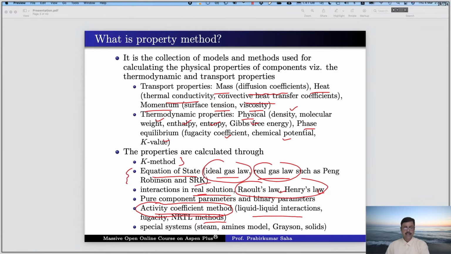Now, we also have some special systems such as steam, which is exclusively for water and steam. For amines, we have an amine package for various amine products. The Grayson method is mainly for petrochemical systems, and there are also models for solids. We'll learn them one by one.